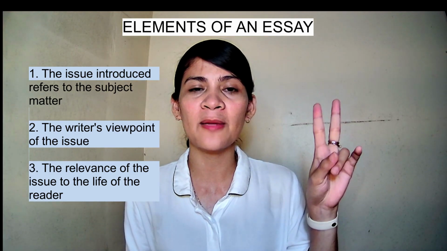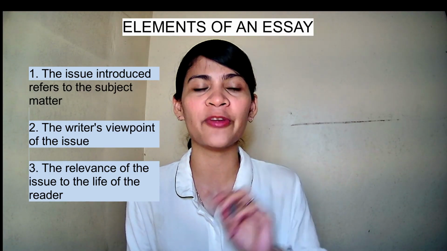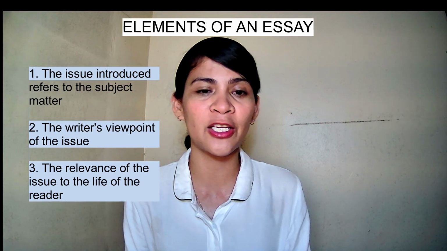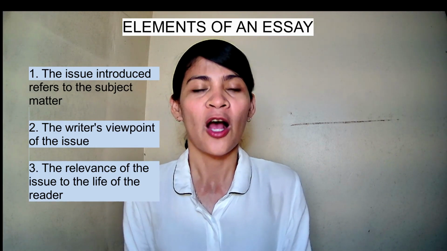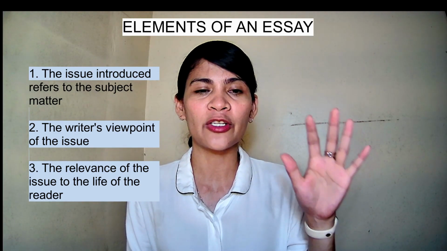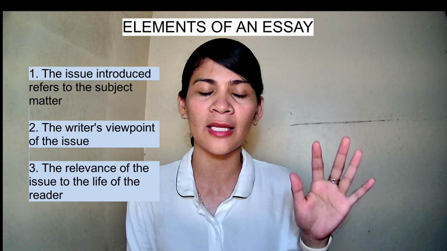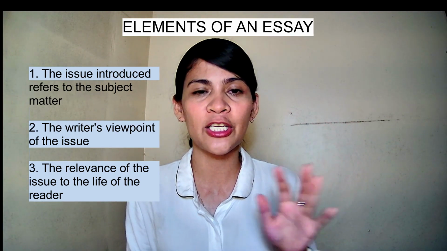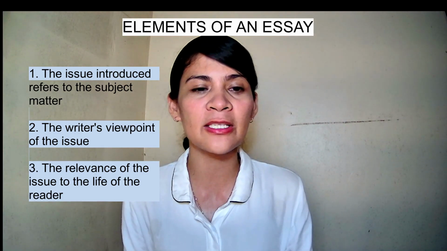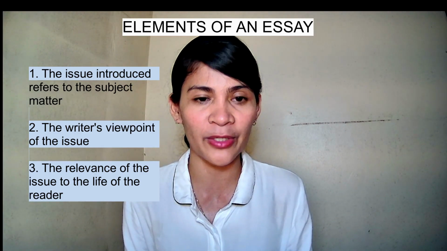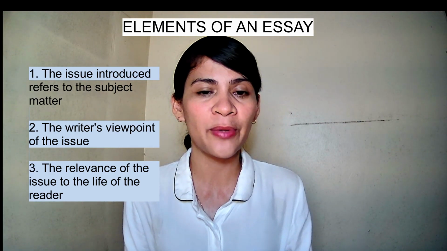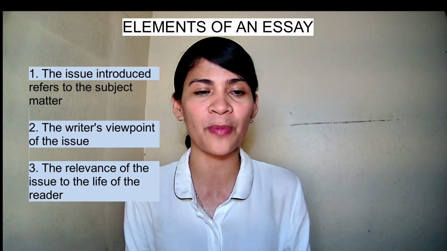The number 2 element of an essay is the writer's viewpoint and thought. This is the final stand of the author on the issue he has discussed. So when you read an essay, there is an issue, and you try to get to know the stand of the author on the issue he has discussed. The number 3 element is the relevance of the issue to the life of the reader. This refers to the value of the material to the reader and his perception and response to it.